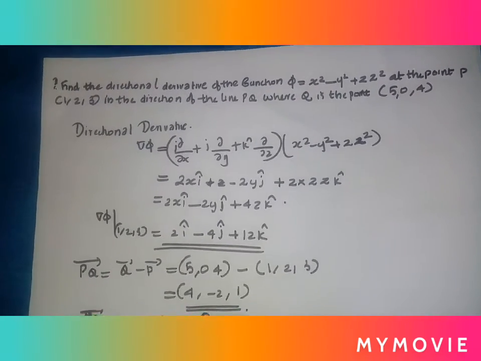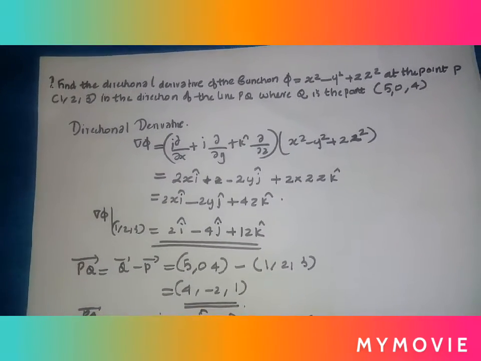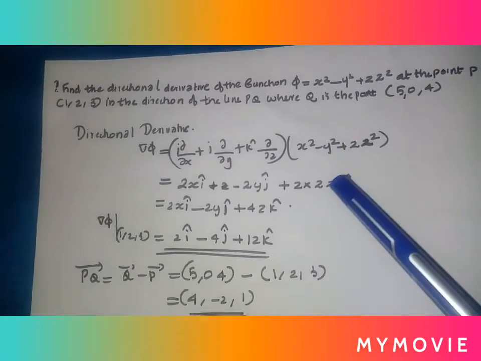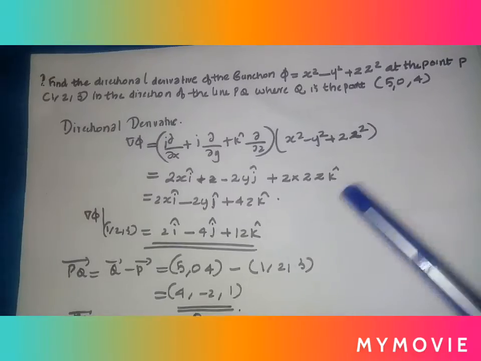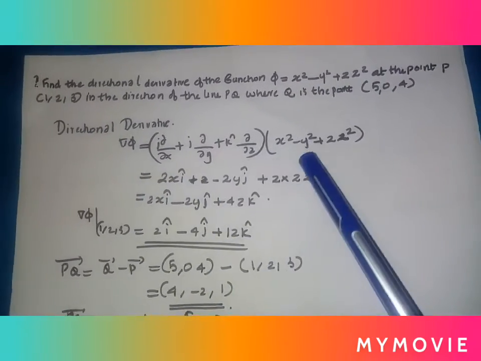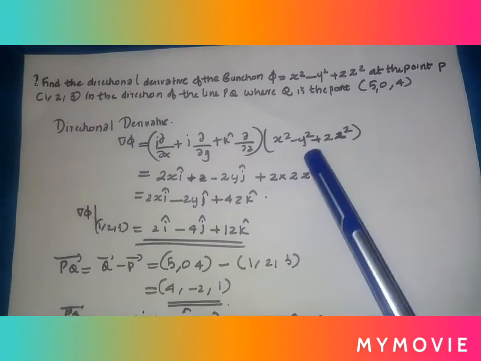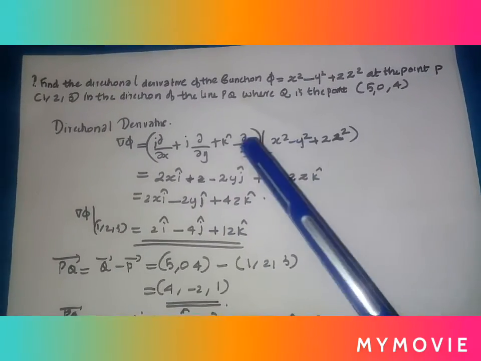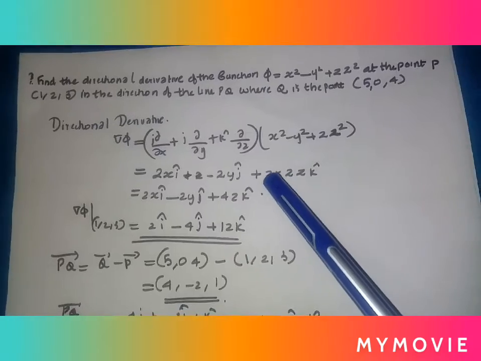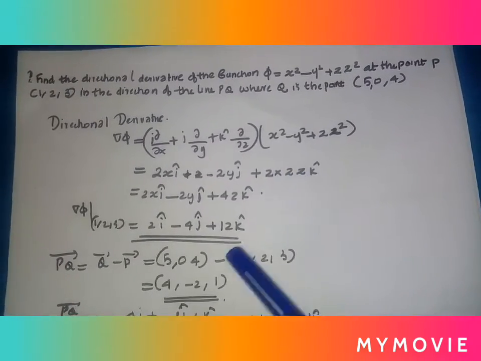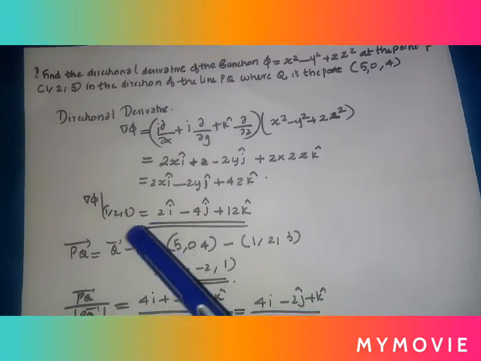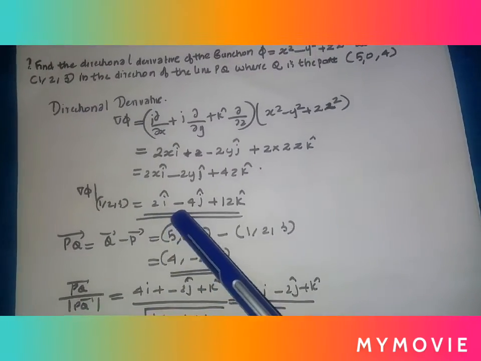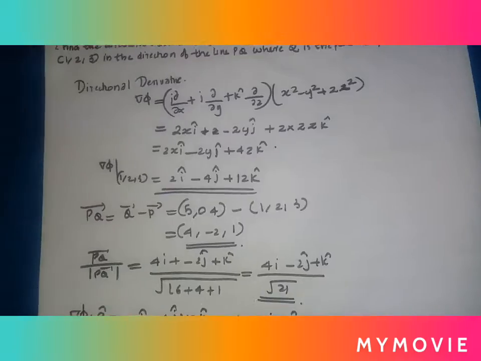Directional derivative: del phi is equal to i dou by dou x plus j dou by dou y plus k dou by dou z into x square minus y square plus 2z square. Dou by dou x of x square is 2xi. Dou by dou y of minus y square is minus 2y. Dou by dou z of 2z square is 2 into 2z. So we get that del phi at (1, 2, 3) is 2i minus 4j plus 12k.